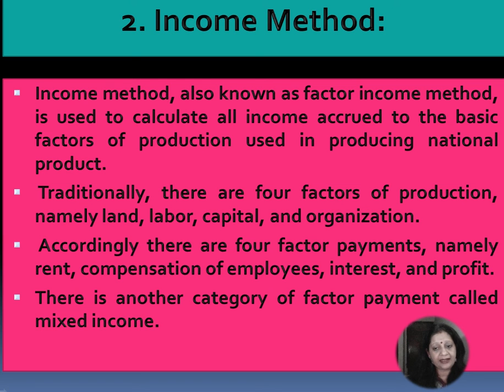There is another category of factor payment called mixed income. So, with the income method, we sum up all the incomes earned by the factors of production, by labor, capital, land, and organization. And there are four factor payments, known as rent, compensation of employees, interest, and profit. Profit is also known as the income for the organization.